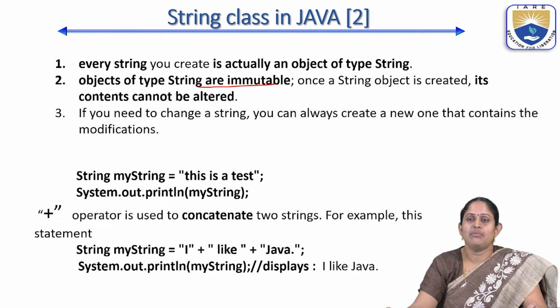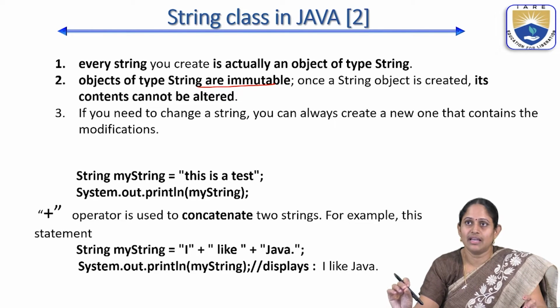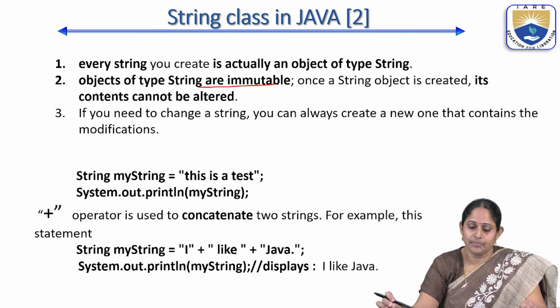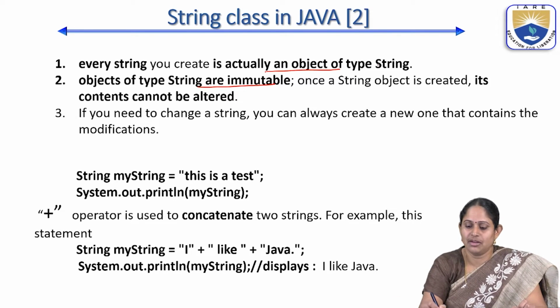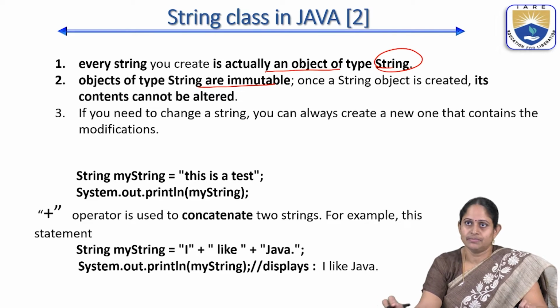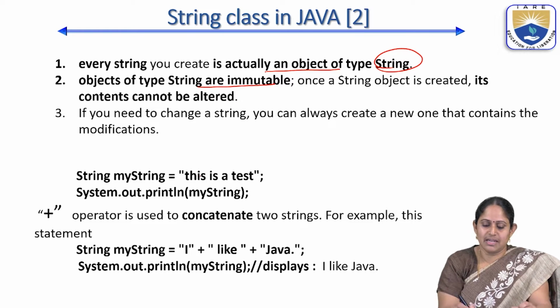Strings are always immutable. That means once you create a string, it will be added into the string pool, and you cannot change the contents of that string. Every string is actually an object of type String, and all string objects are immutable. They cannot be changed. So if you want to make any change to the string, you have to create a new string itself.